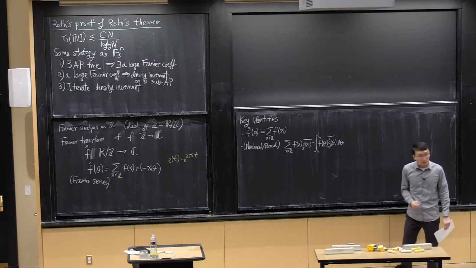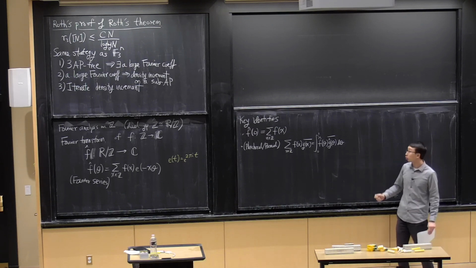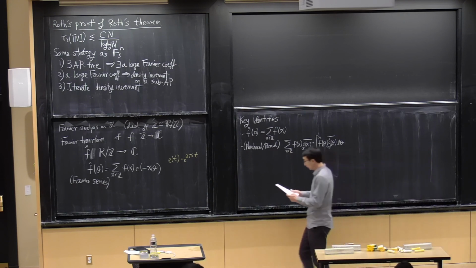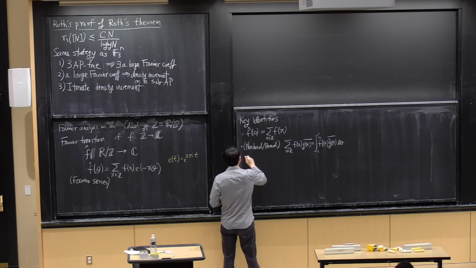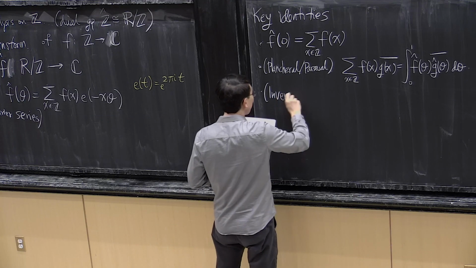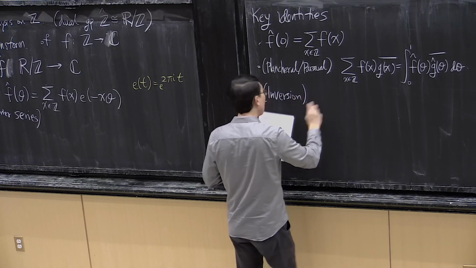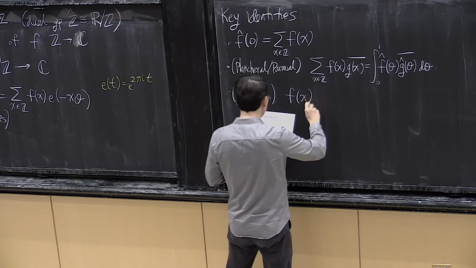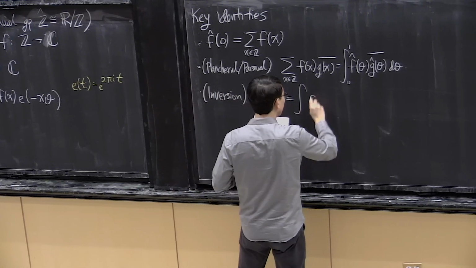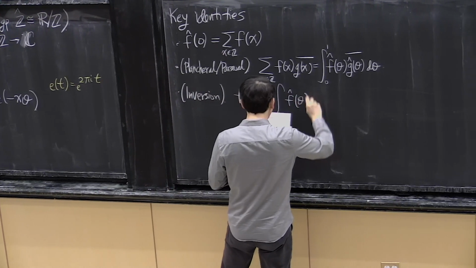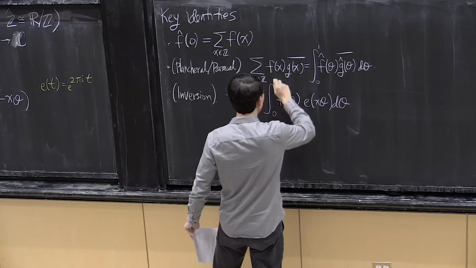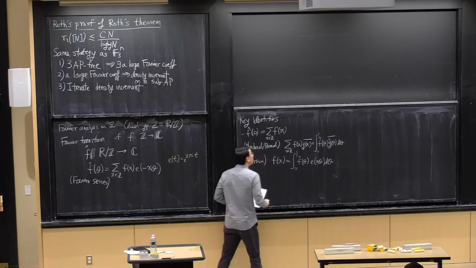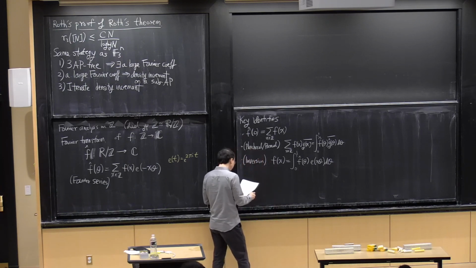Okay, so in the physical space, now you sum. In the frequency space, you take the integral over the torus, or the circle in this case. It's a one-dimensional torus. There's also the Fourier inversion formula, which now says that f of x is equal to the integral of f hat of theta e of x theta. You integrate theta from 0 to 1, again, on the torus, on the circle.